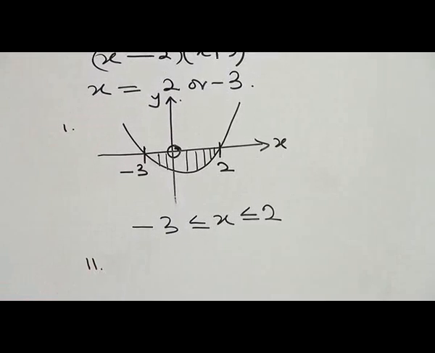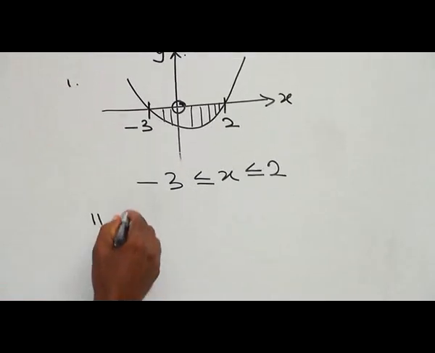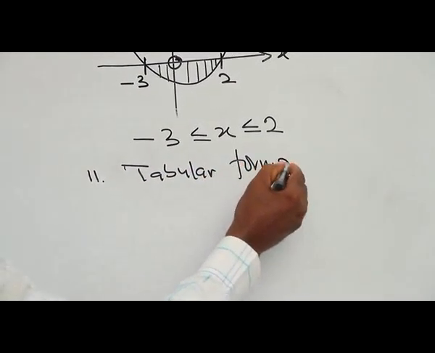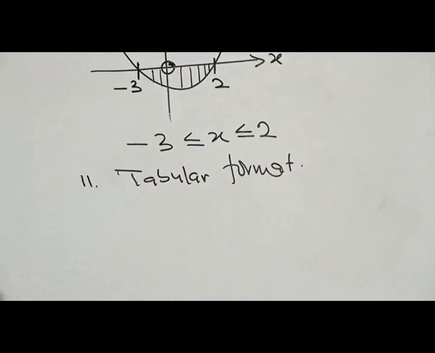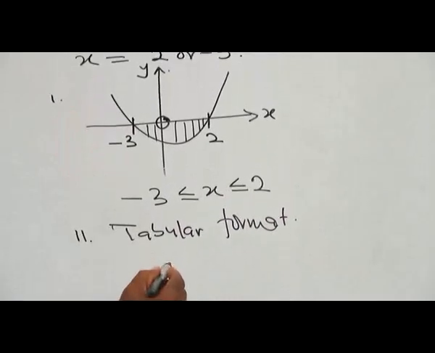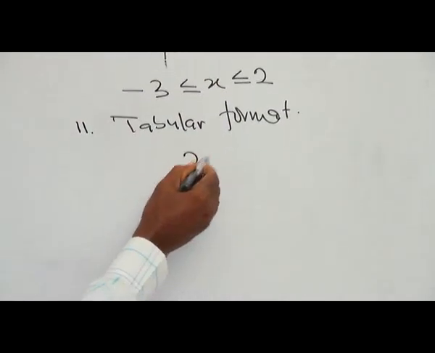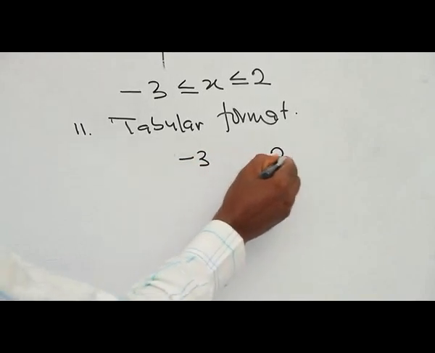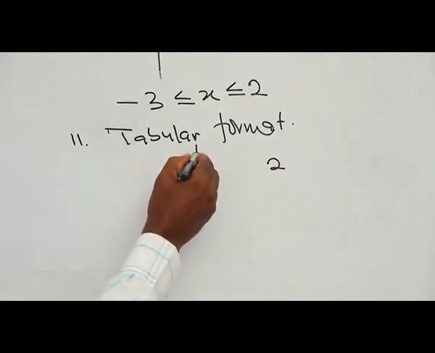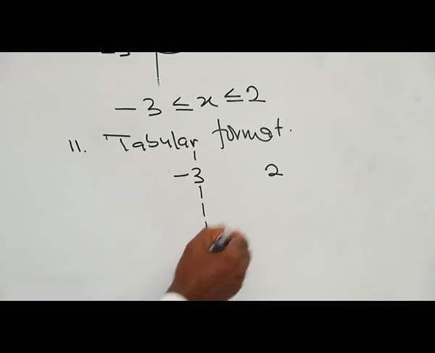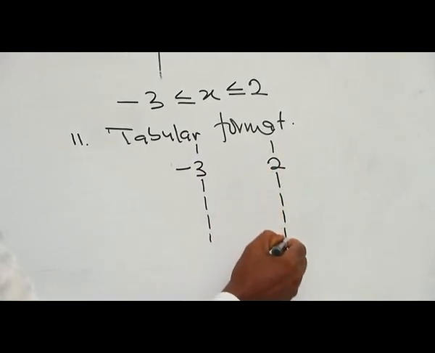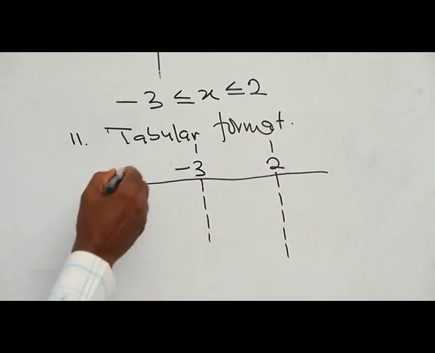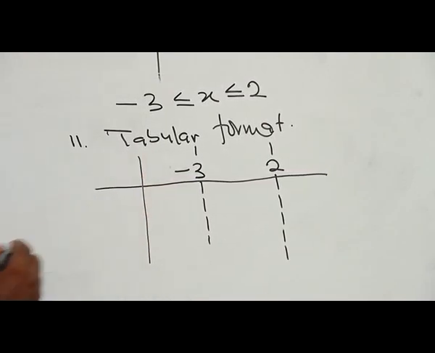The second approach is the tabular form. Let's look at the tabular format. We have the boundary points. Let's start with the list of them: minus 3 and then 2. These roots are the boundary points. Then we rule across. This is the chart now.